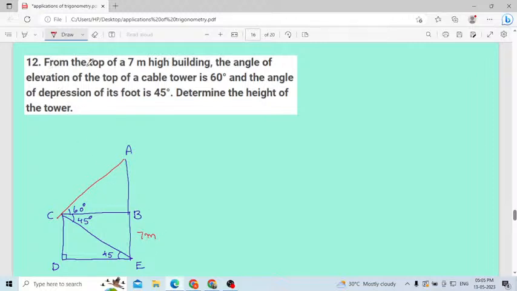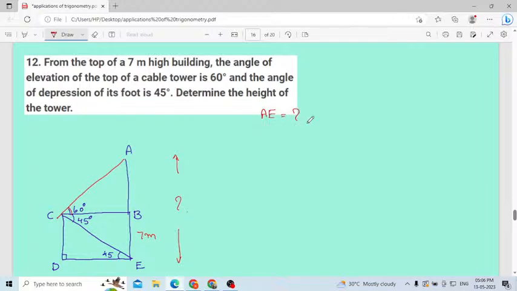From the top of a 7-meter height building, the angle of elevation of the top of a cable tower is 60 degrees. Yes, angle of elevation is 60 degrees. The angle of depression of its foot is given as 45 degrees. Determine the height of the tower. This height of the tower, full tower you have to calculate. From AE, height of the tower is nothing but from here to here. This value you have to calculate. AE value you have to calculate.